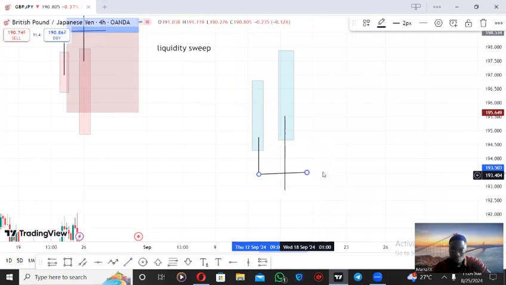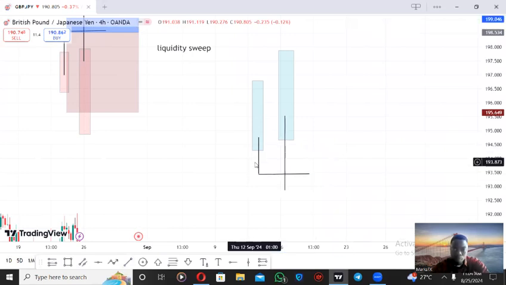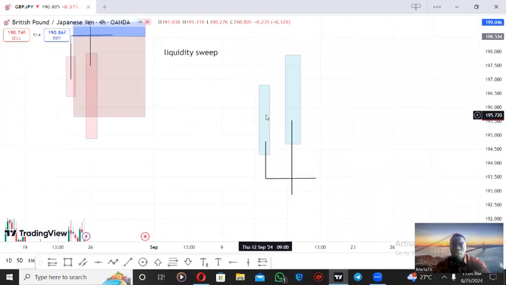Now take note, for you to know a sweep, this wick must be longer than this. So this is also a sweep. So that's what we have to talk about today. All right. So I'll move to the chart.